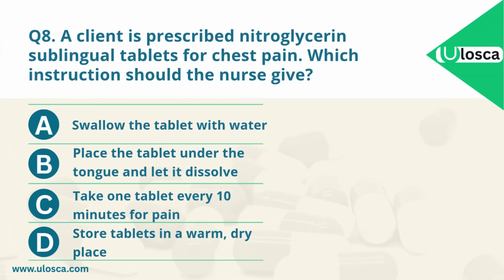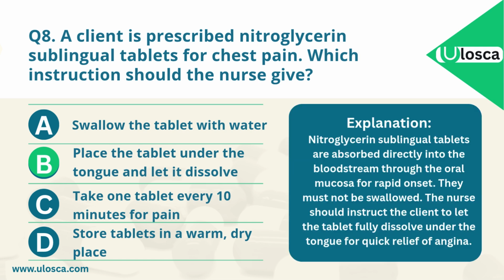The correct answer is B. Place the tablet under the tongue and let it dissolve. Explanation. Nitroglycerin sublingual tablets are absorbed directly into the bloodstream through the oral mucosa for rapid onset. They must not be swallowed. The nurse should instruct the client to let the tablet fully dissolve under the tongue for quick relief of angina.